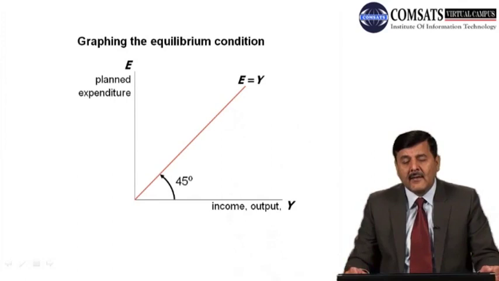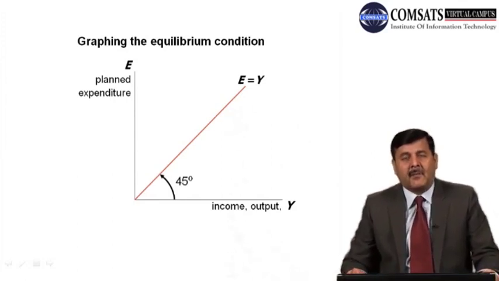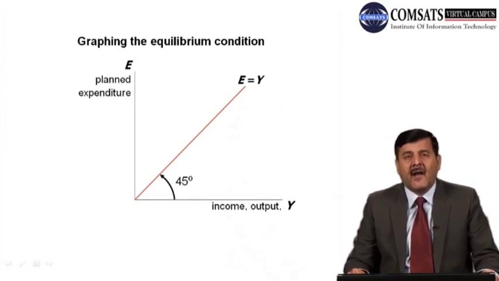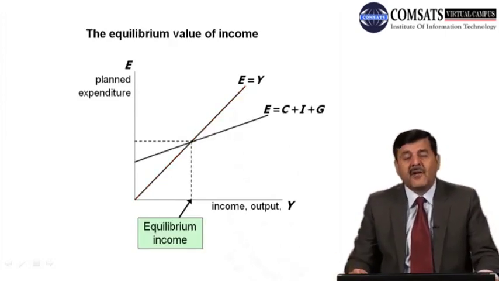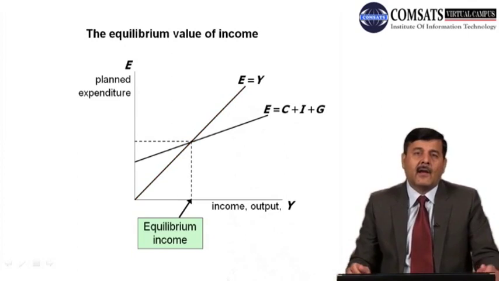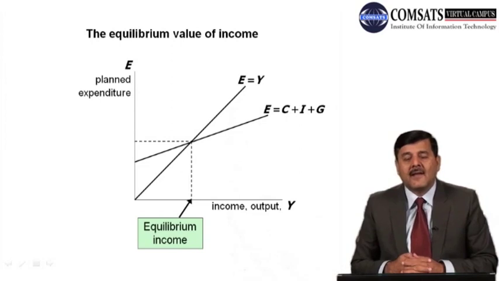Now we'll combine these two graphs and try to determine the equilibrium in the economy, and we'll come up with the Keynesian cross. The equilibrium value of income is determined, as I told you, where the economy is in equilibrium, and expenditure E is equal to Y, where these two curves intersect each other, and this is what we call the Keynesian cross.